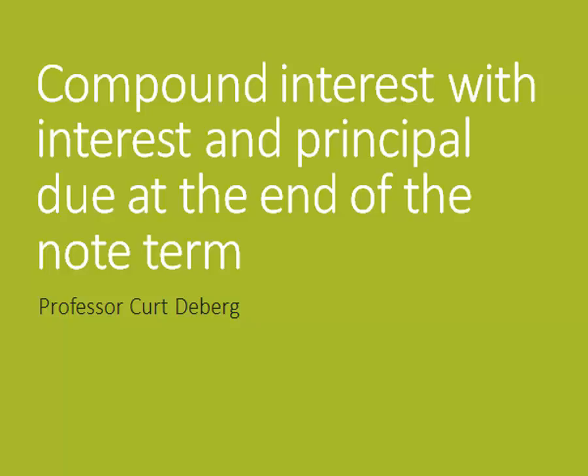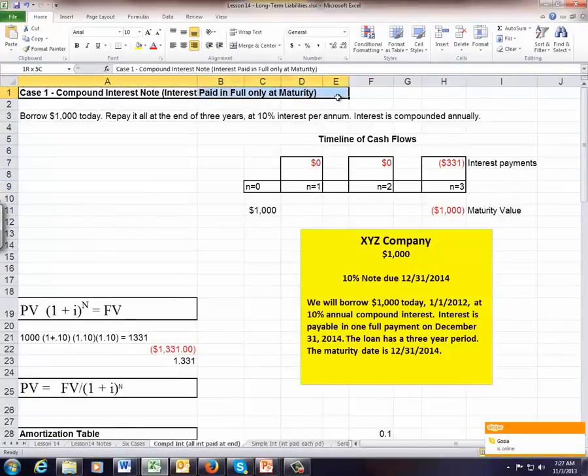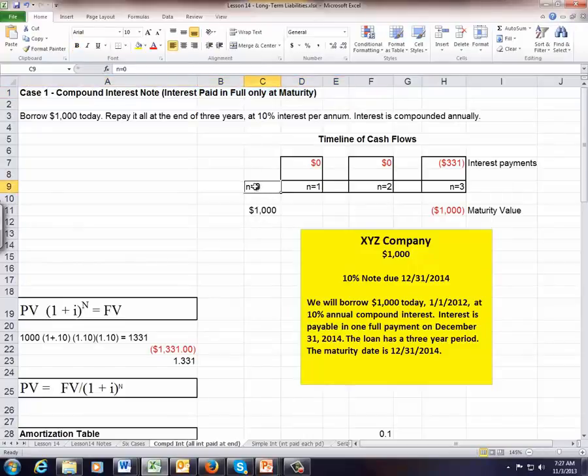So let's take a look here at case number 1, where we call this compound interest note with interest paid in full only at maturity. So here we have a case where today, let's have the period n, number of periods equals 0, we borrow 1,000. At the end of year 1, n equals 1, we pay 0 interest. At the end of year 2, we pay 0 interest. But at the end of year 3, we pay interest at 10%, which has been compounded annually, and we also must repay the maturity value of $1,000.